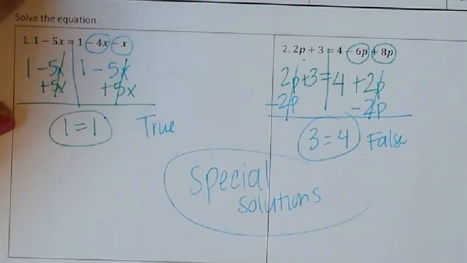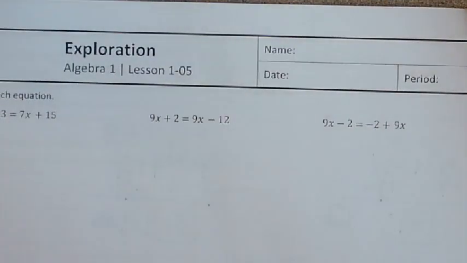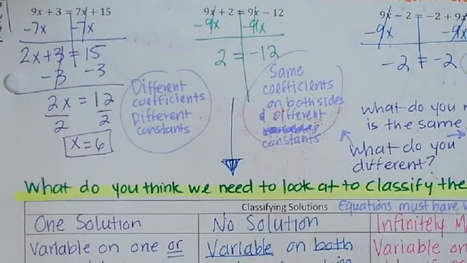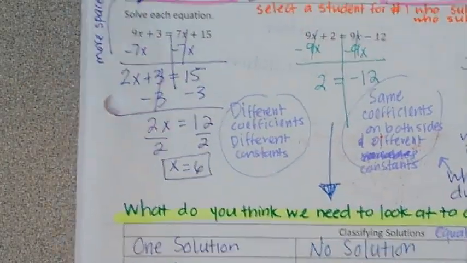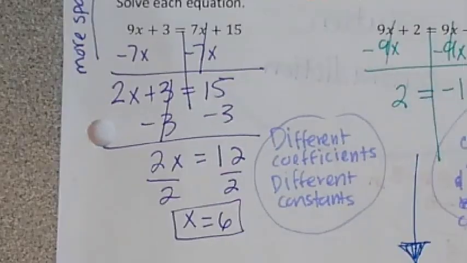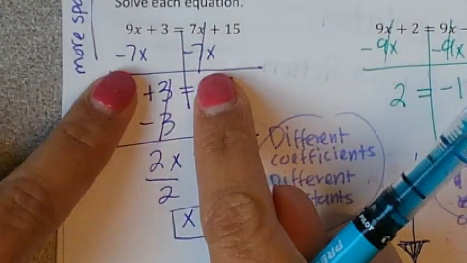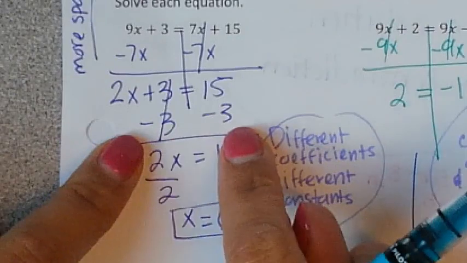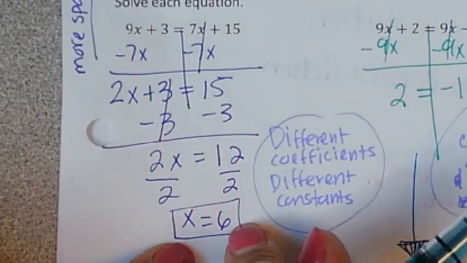On the board, when you walk in class tomorrow, you will see these 3 equations. I'll zoom in on each of them. So here you would see this one. This one's a normal equation, right? Minus 7, minus 7, and then minus 3, minus 3, and you solve and you get 6.